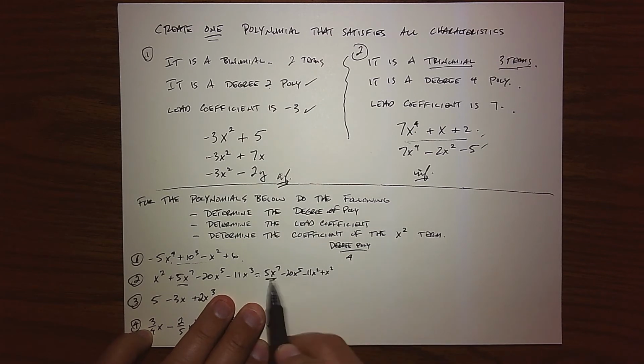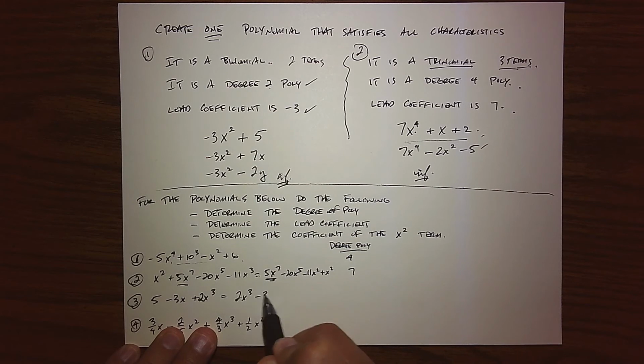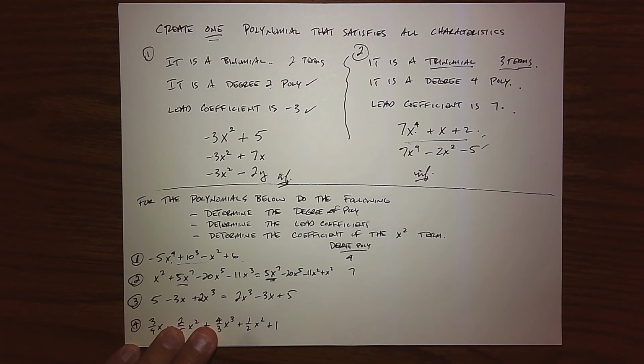So the highest degree power, so the degree of the polynomial in this case would be 7. All right, and then number 3, again, we're not in descending order. As a matter of fact, we're in ascending order. So maybe we take the time to rewrite it, and it looks like the highest degree term is 3.